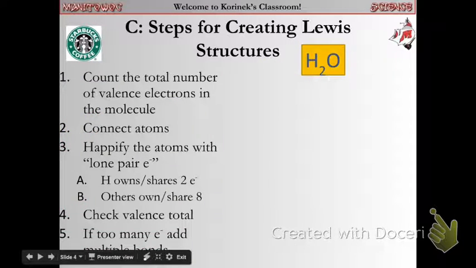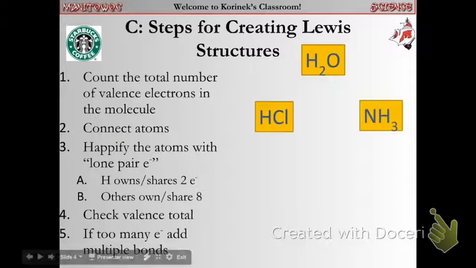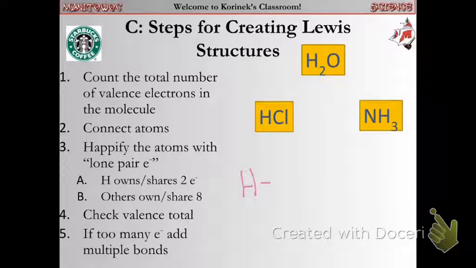All right, so let's look at another example here. HCl. I'm going to put on the last 2, actually. HCl and NH3. All right, so HCl, that's actually hydrochloric acid. Hydrogen is happified.